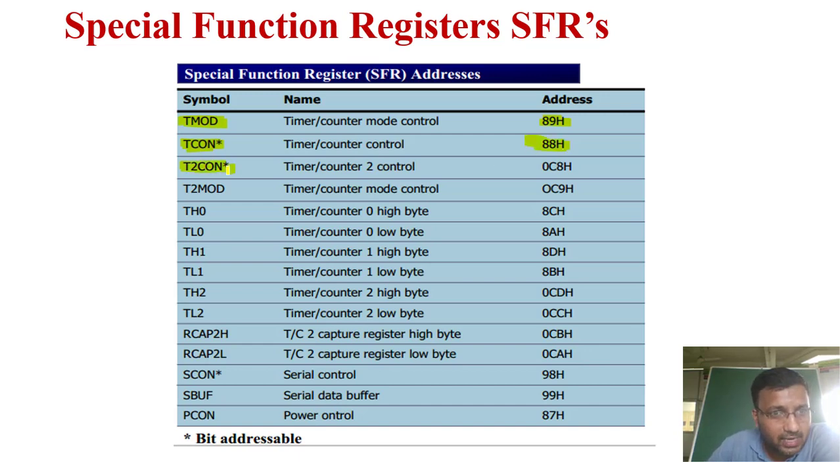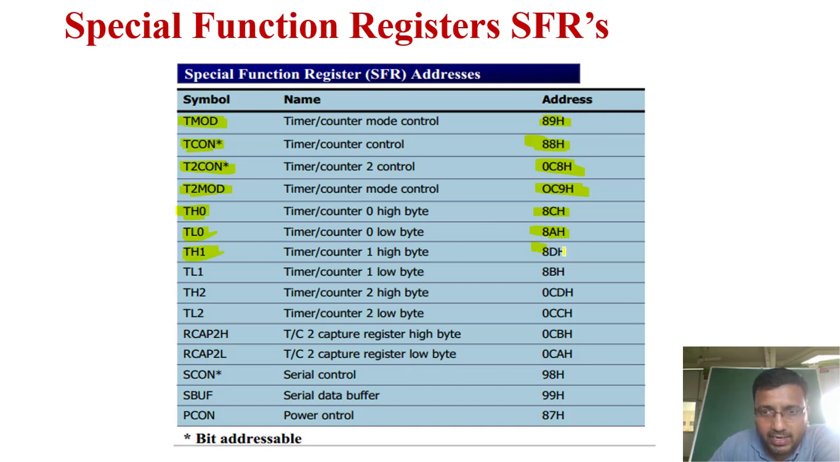T2CON is there, that is timer 2 control register, and that is located at 0C8H. T2MOD is there, that is timer 2 mode register, located at 0C9H. TH0, that is timer higher byte, is 8C. Timer lower byte, TL0, is located at 8A.